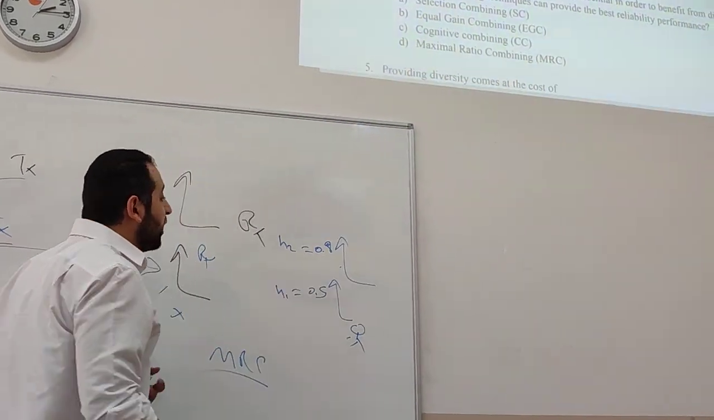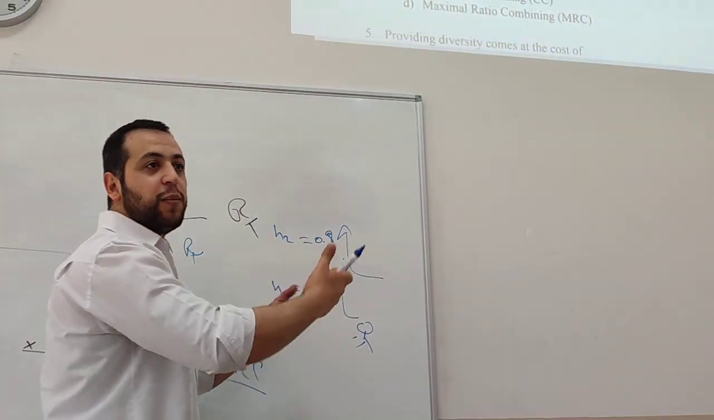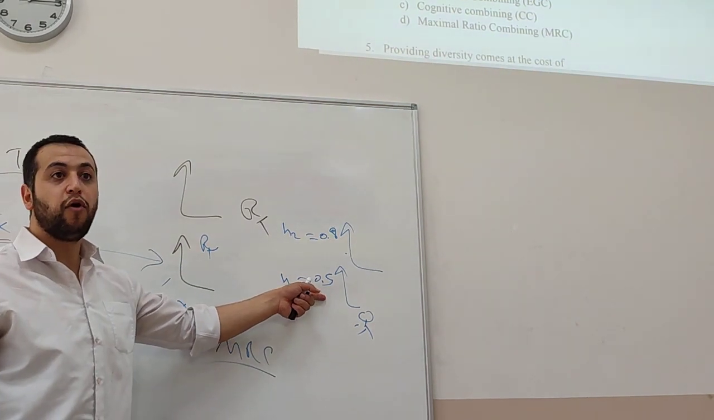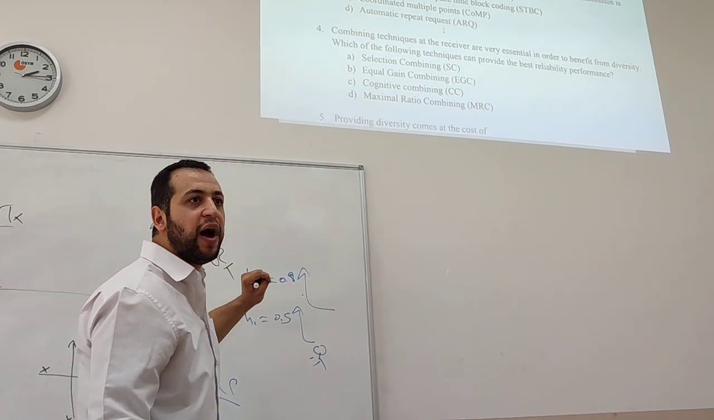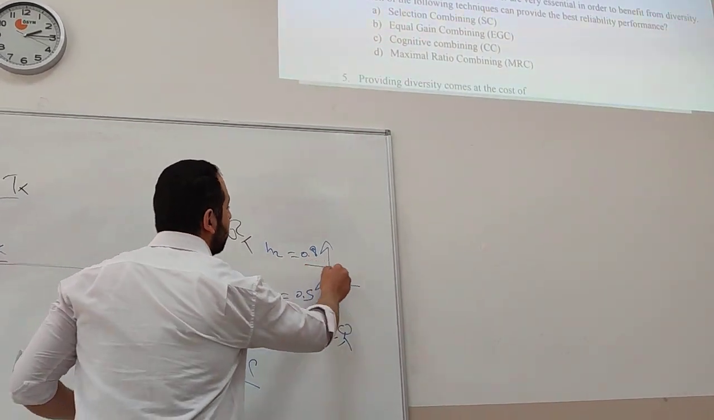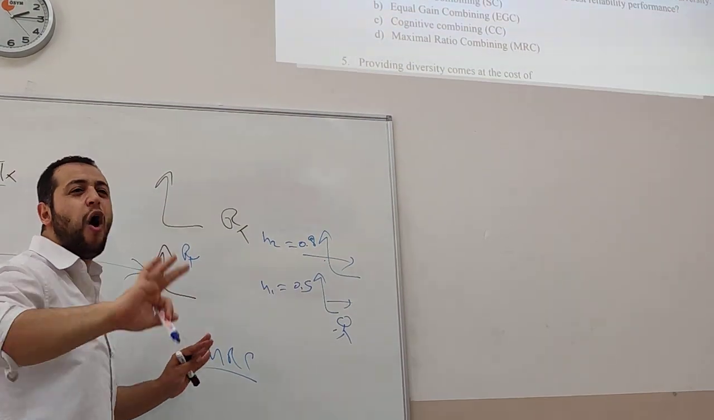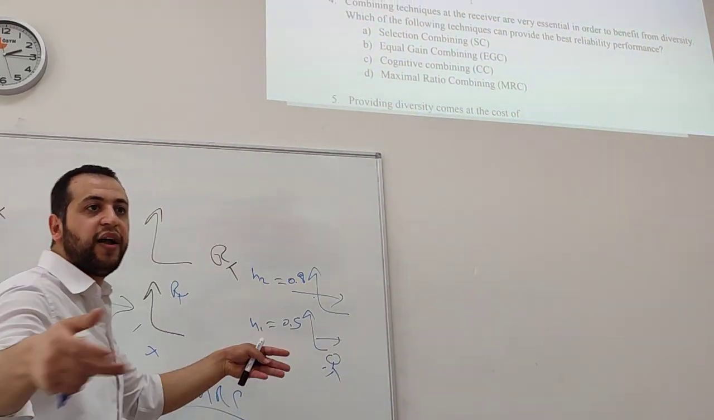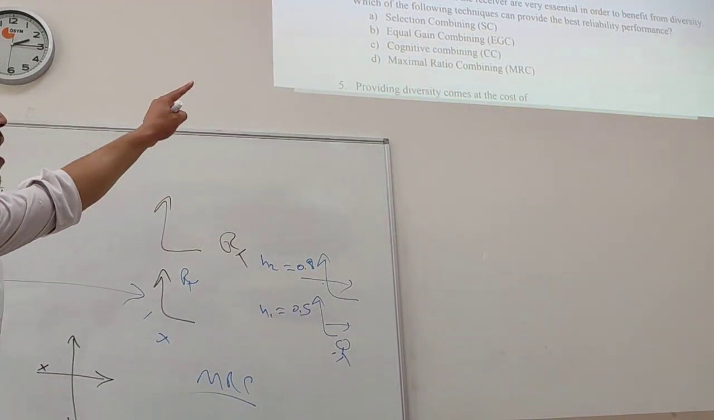So which one is better to receive my signal from? This one or this? Of course this, because my signal will be multiplied by 0.9 instead of being multiplied by 0.5. So this is selection combining. Equal gain combining, I just receive this signal and this signal with equal weights from all the antennas. You take all the signals from all the antennas and sum them equally without making any bias.